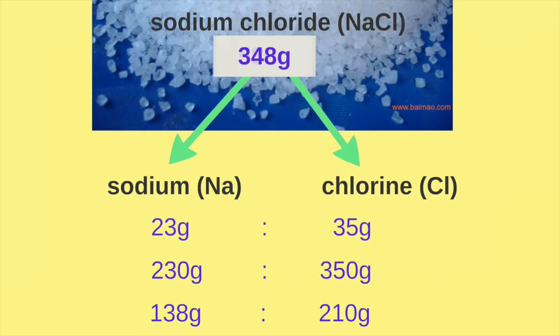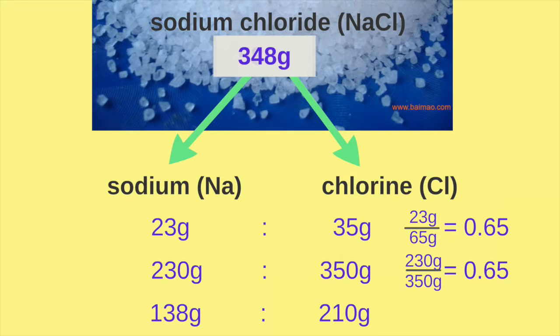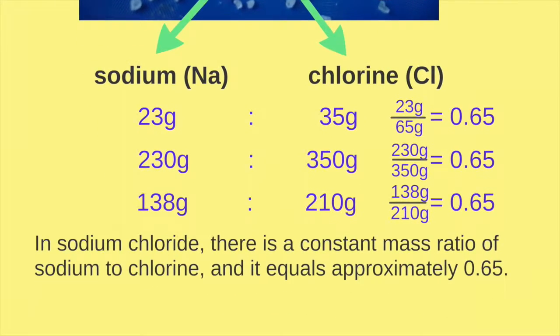Now, the interesting thing happens when you look at the ratio between the masses of sodium and chlorine. If you divide 23 grams by 35 grams, you get a ratio of 0.65 approximately. The same is true for 230 grams over 350 grams. That also equals 0.65. And then again, with 138 grams over 210 grams, you get a ratio of 0.65. So what Davies found from this is that in sodium chloride, there is a constant mass ratio of sodium to chlorine, and it equals approximately 0.65.